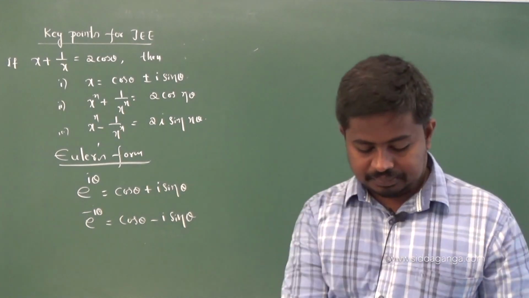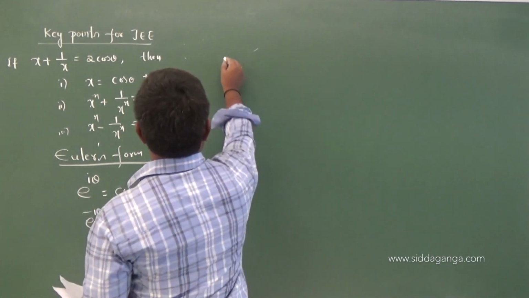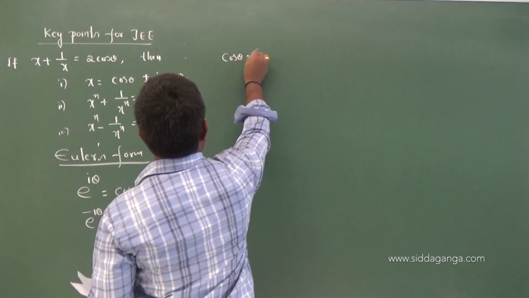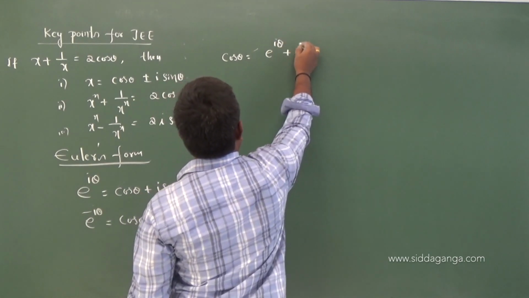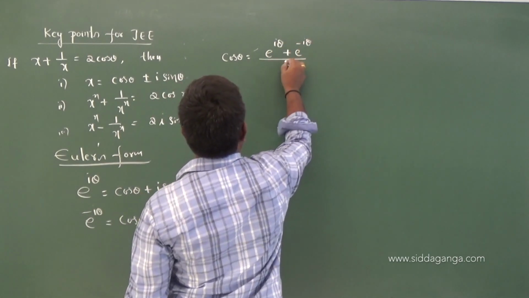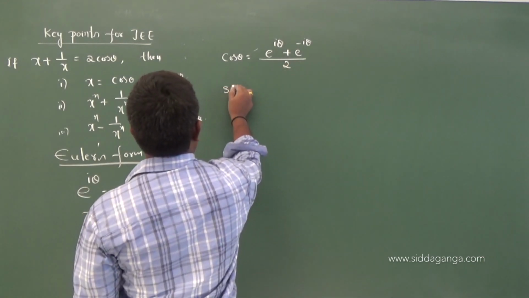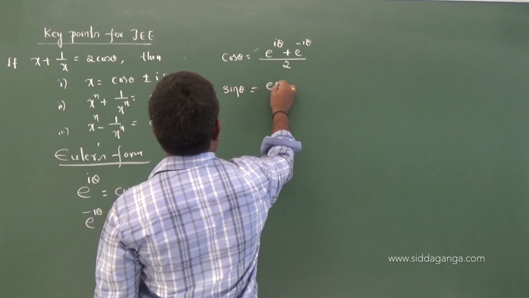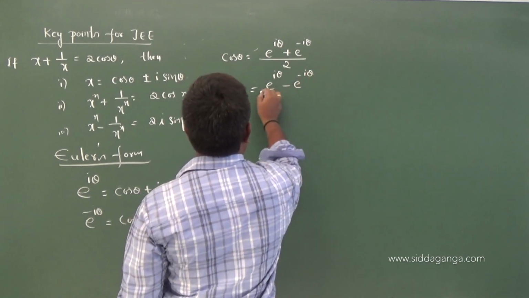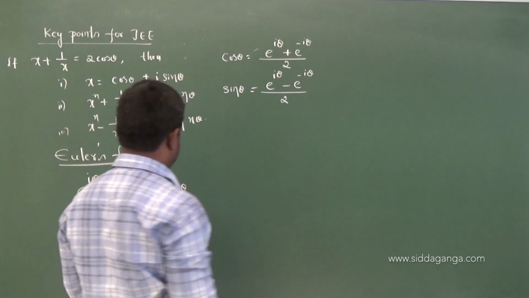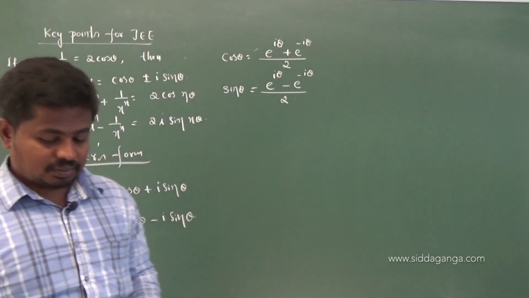And therefore cos theta is e power of i theta plus e power of minus i theta, whole divided by 2, and sin theta is e power of i theta minus e power of minus i theta, by 2. Okay, so these are some results.